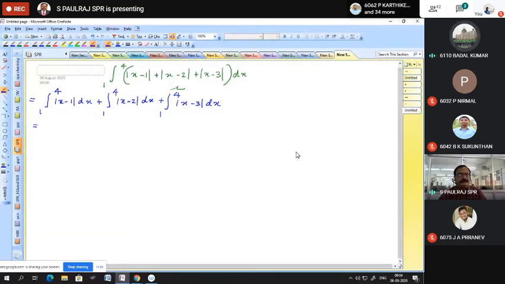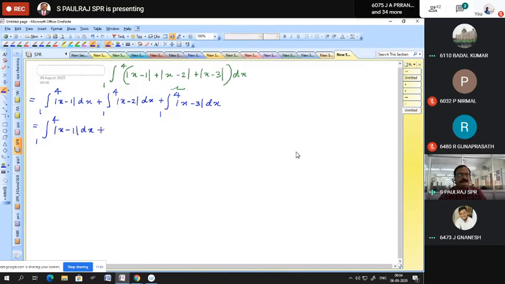Because x minus 1 equal to 0, x equals what? One. Already 1 is there, so x equal to 1 again, so this one we cannot change. You write as it is.